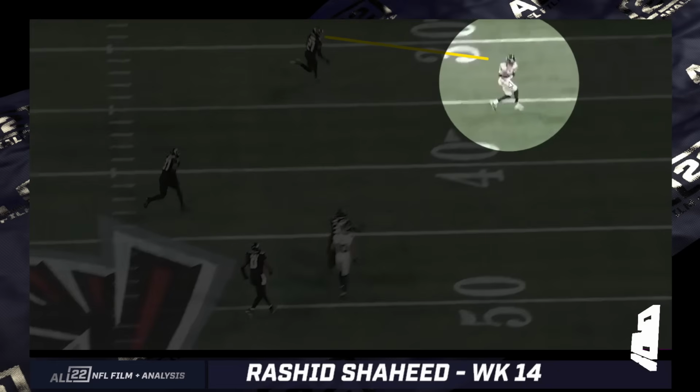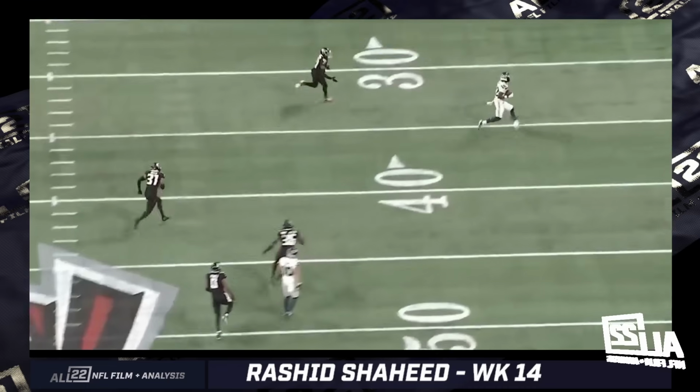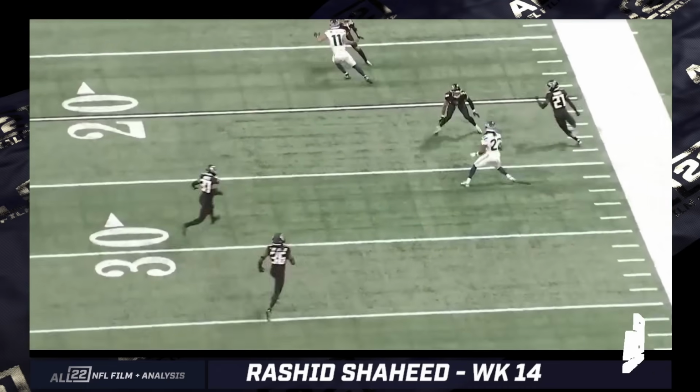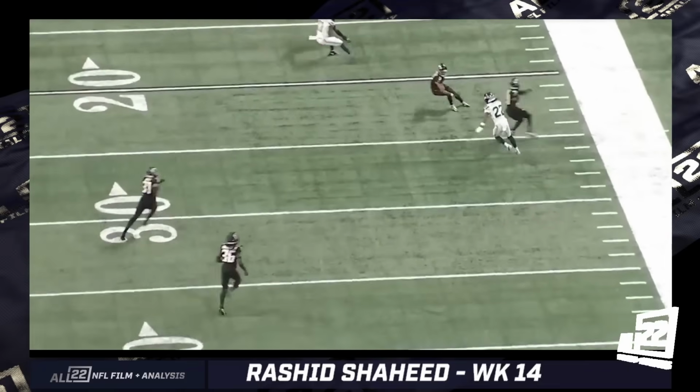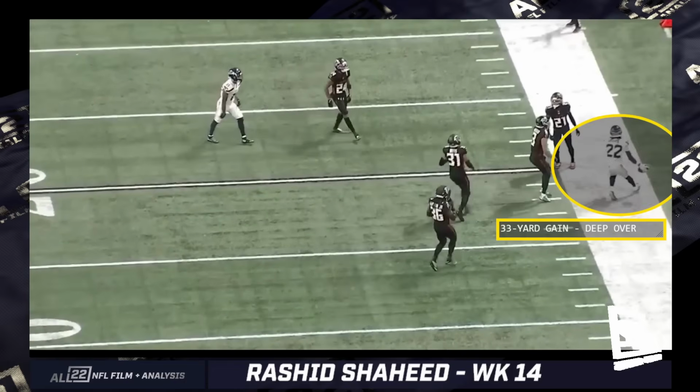Look at all the separation that you've got running across the field. You simply cannot match up with Shaheed or Horton or JSN running that route all the way across the field. It's a staple of the Kubiak offense. It's been a staple of the Kubiak offenses for decades.